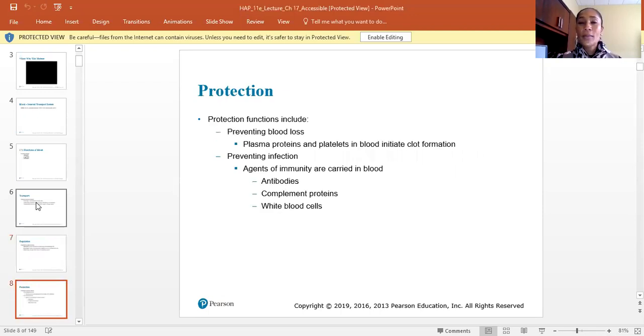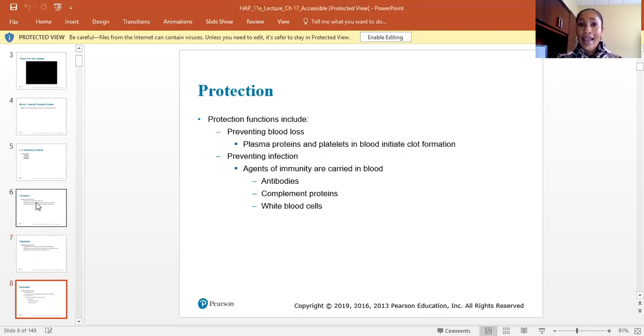And then lastly, in terms of protection, you might have thought to yourself, well, how does blood protect us? It's not so much the actual composition of blood that's going to protect us, but the circulation of materials that blood allows for protection. So number one, blood is going to help to prevent blood loss by circulating platelets, so that when we do have an injury and we need to repair that, blood's going to allow for platelets to circulate to clog a break in a vessel.